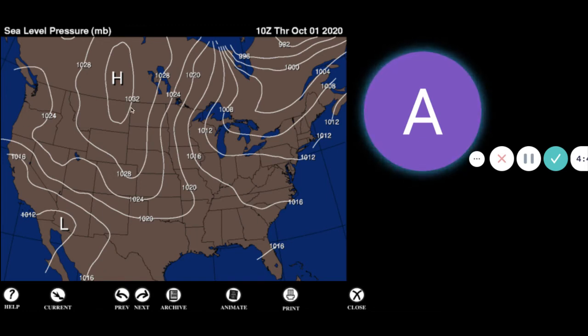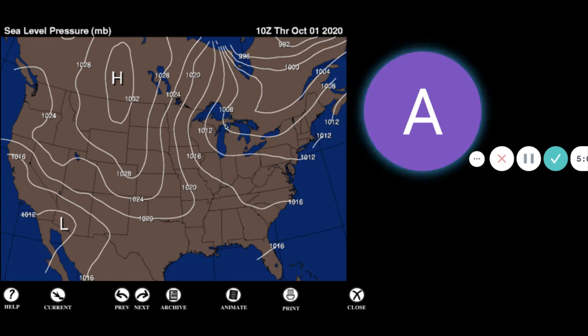Let's look at this other map right here. We've got a high pressure system right up here, a low pressure system right up here, and we've got some more isobars, a lot more going on here as far as the pressure is concerned. Let's start down here, here in Michigan.